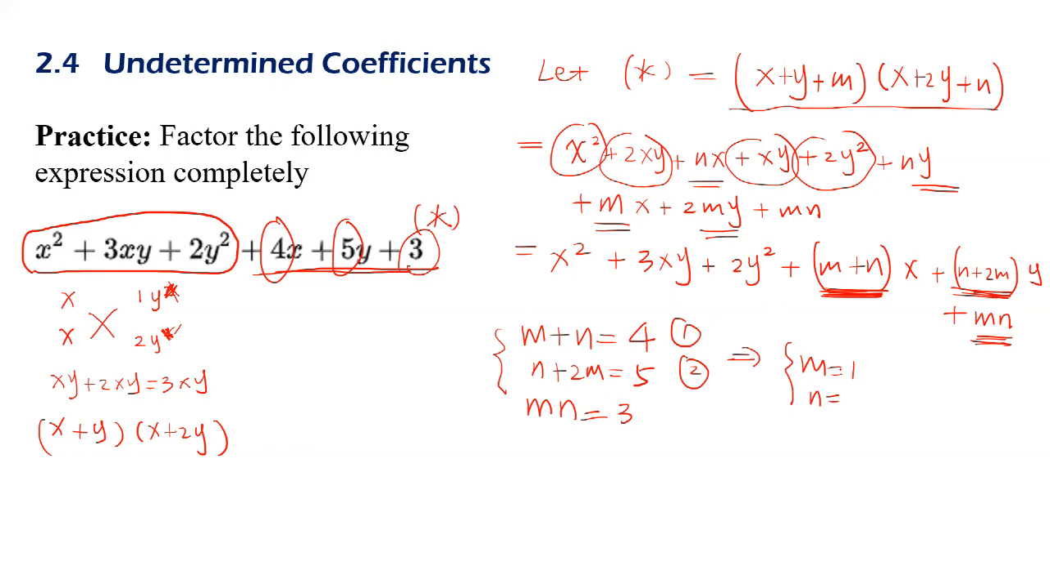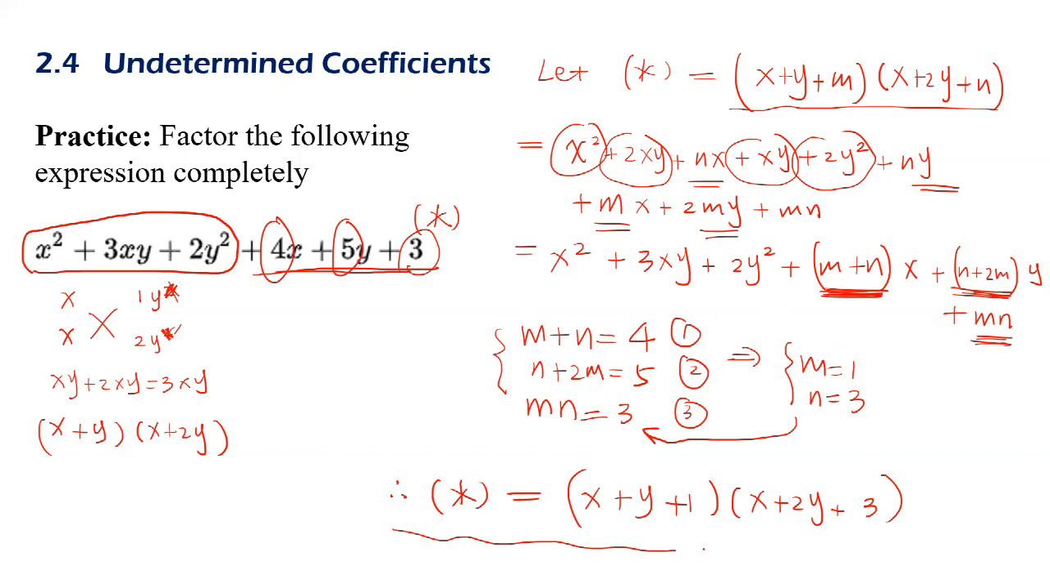And n is 3. And then we put m is 1, n is 3 into the third one to check if these values satisfy the third equation. Apparently this worked, right? So the original expression is factored into x plus y plus 1 times x plus 2y plus 3, right? And then the factoring process is complete.